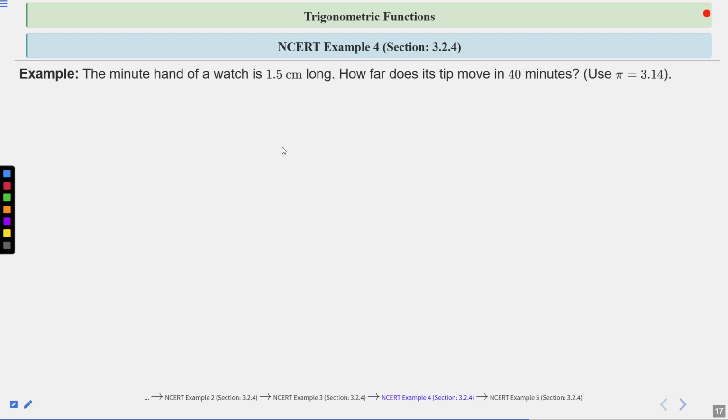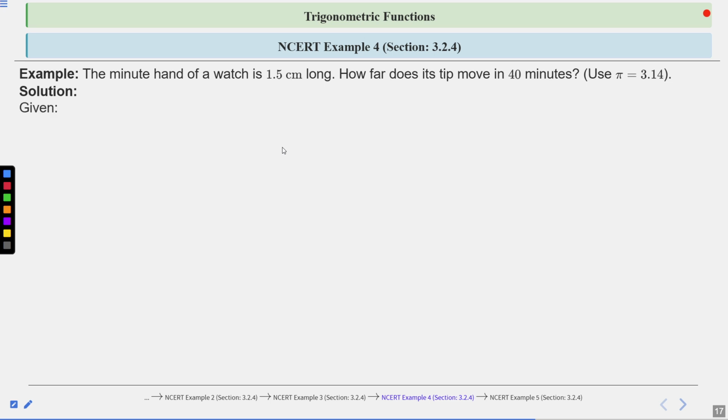The minute hand of a watch is 1.5 centimeters long. How far does its tip, the tip of your minute hand, move in 40 minutes? If you need, you can use your pi value as 3.14. So the pi is explicitly mentioned here. You can, if necessary, use 3.14. I hope the question is clear. Now to the solution.